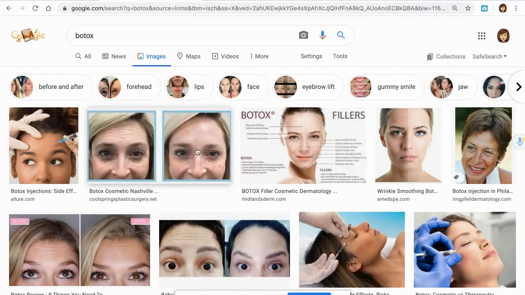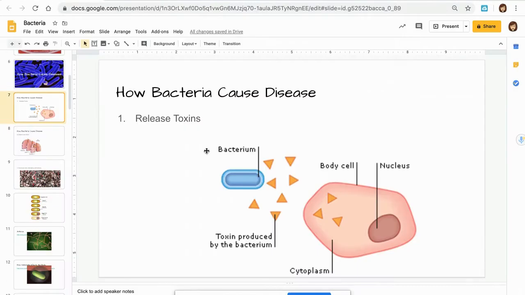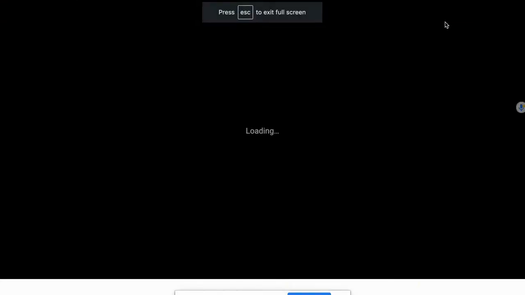You can always tell when someone has Botox above their eyebrows. When they lift their eyebrows, nothing wrinkles up there because they can't. They're paralyzed by this bacteria toxin that was extracted and put into a shot. So that is one way that bacteria causes disease.